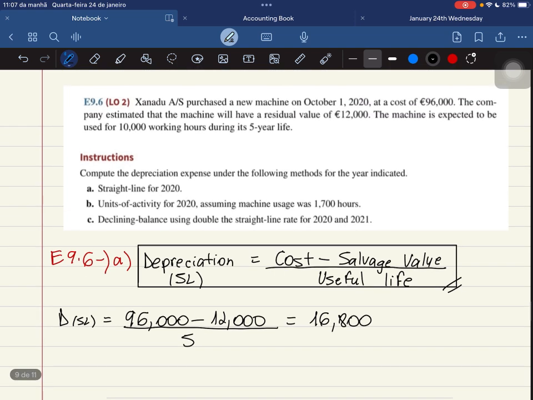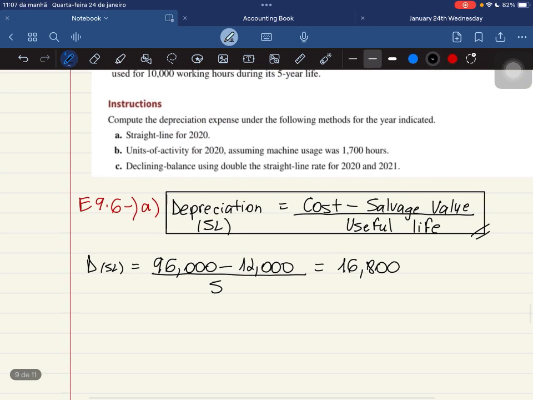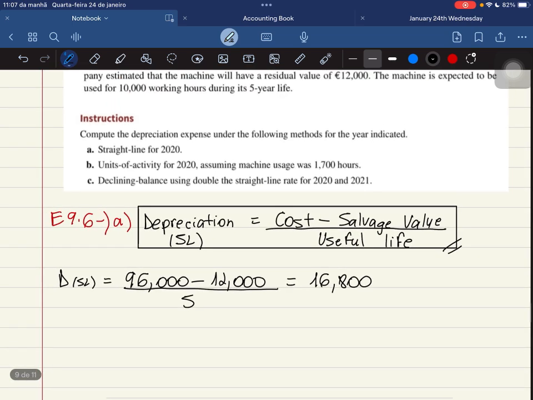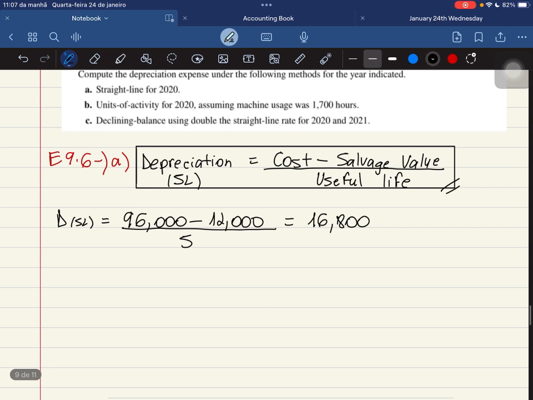But something important for this exercise is that there is a catch, because they purchased the machine on October 1st of 2020, and we want to calculate the depreciation of the whole year of 2020. But the thing is that we actually don't have a full year, right? We just have from October until December. Then you might think, okay, October, November, December, just 2 months, right? Actually, this is not the case. Why is that? I'm going to make a timeline here for you to understand better.